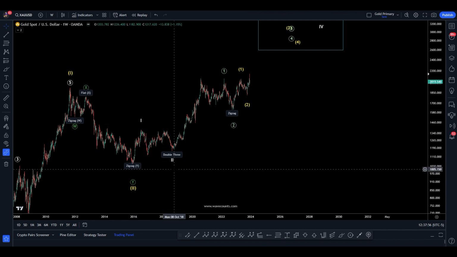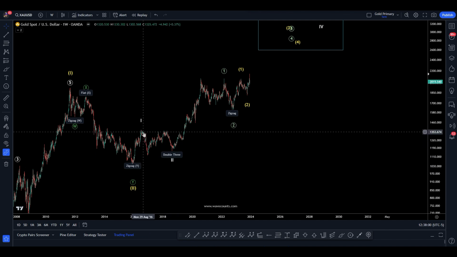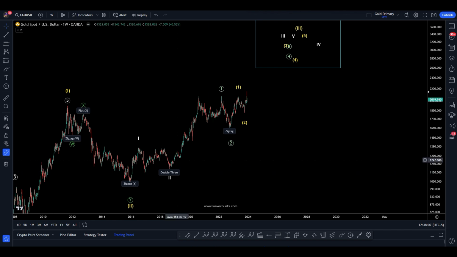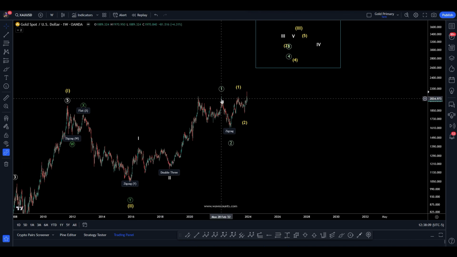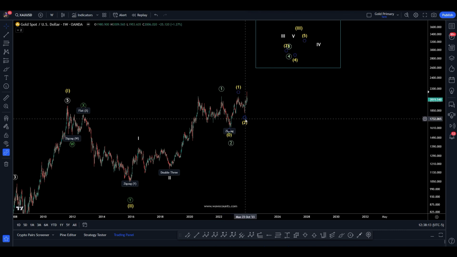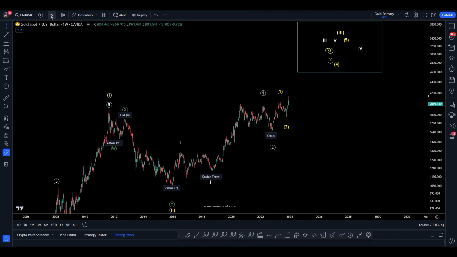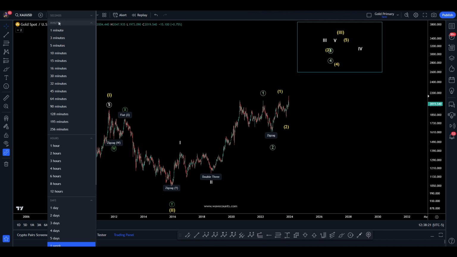You have another one too. Second wave is a double 3, which would be a zigzag to a flat combination. You have another impulse here, followed by a zigzag, another impulse here, followed by a zigzag. And that's what brings us to present day. It's just 1, 2, 1, 2, 1, 2, 1, 2, 1, 2, right, until we start printing 3s and 4s.